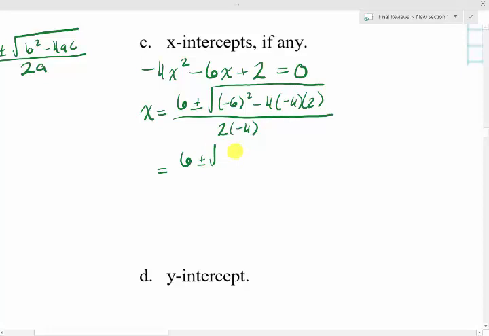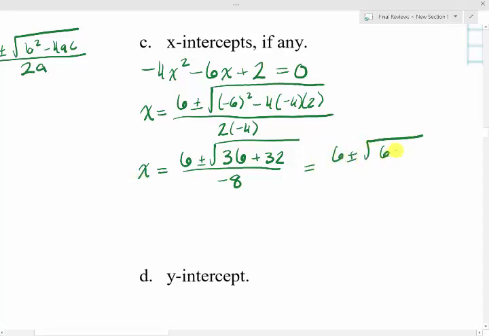Well, negative 6 squared is going to be 36. And then negative 4 times 2 will give me 32, all over negative 8. Well, that's going to give me 6 plus or minus the square root of 68 over negative 8. And then the square root of 68 will reduce to 2 square roots of 17.